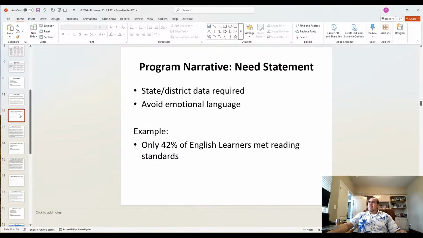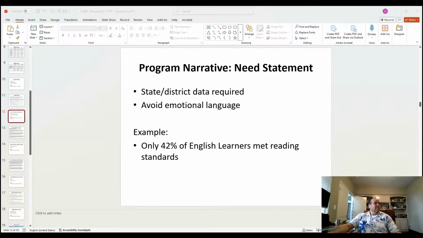Okay, then you get into the narrative. It's really the heart of the grant. The narrative is where you actually put in the words, type it in, right? The narrative, the story, okay? The heart, right? You need to have a need statement, right? You're going to have state and district data that is used to say, hey, this is the need that we have. You avoid emotional language, right?